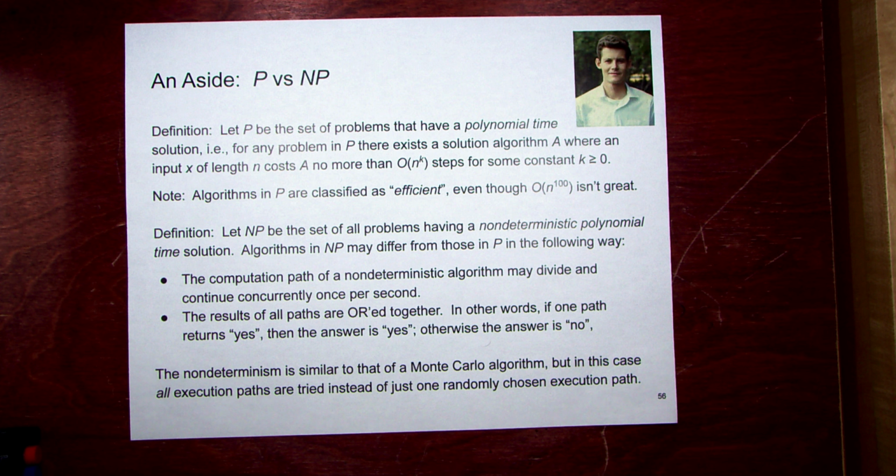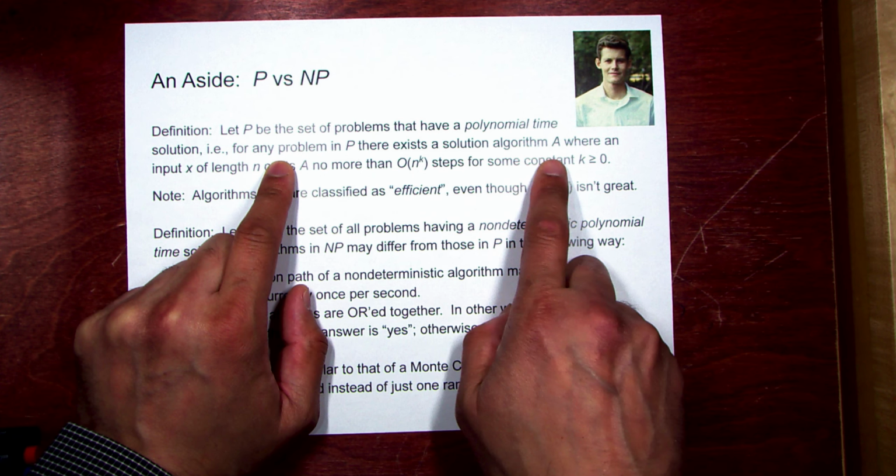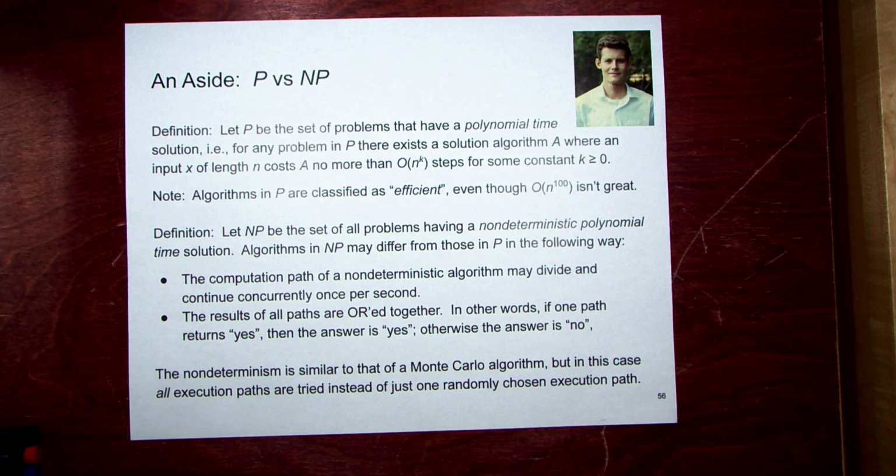And here's what P and NP mean. You as computer scientists should know what these two things mean. P is the set of all problems that can be solved by a polynomial time algorithm. Formally, if you have a problem in P, you have a solution algorithm A, and remember how we measure running time as a function of the size of the input. For any input of size n, the running time is big O of n to the k in general.